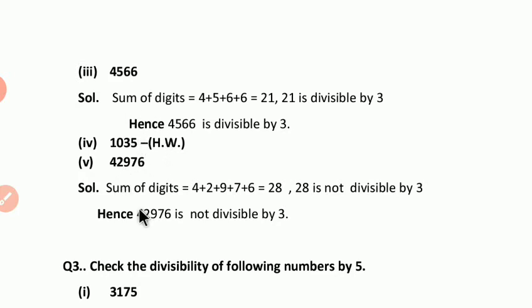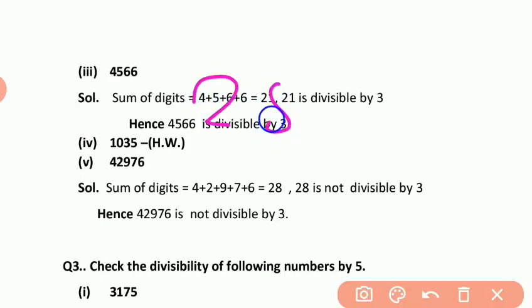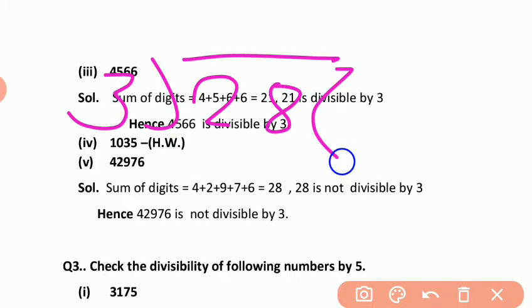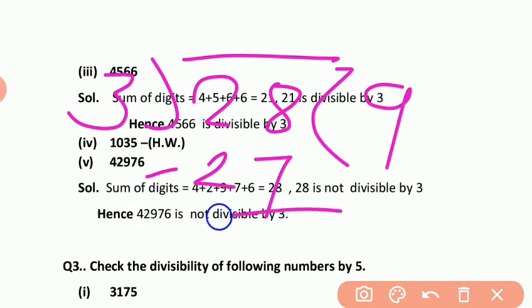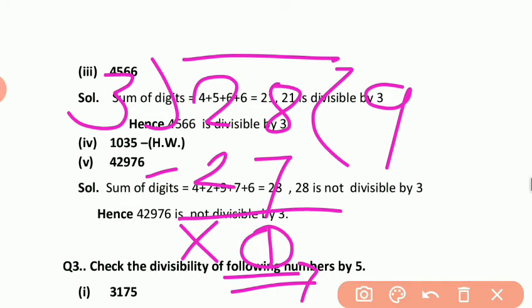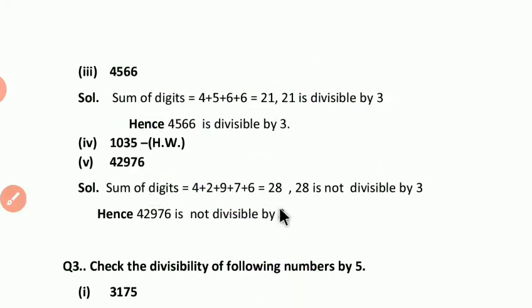Then for the fifth one we'll see the sum of digits. So 4 plus 2 plus 9 plus 7 plus 6 is equal to 28. Now we know that 28 doesn't come in the table of 3, so it is not exactly divisible by 3. Here you can see if you divide 28 by 3, 3 9s are 27. Here the remainder is 1. It means it is not exactly divisible by 3. So we can say that 42,976 is also not divisible by 3.